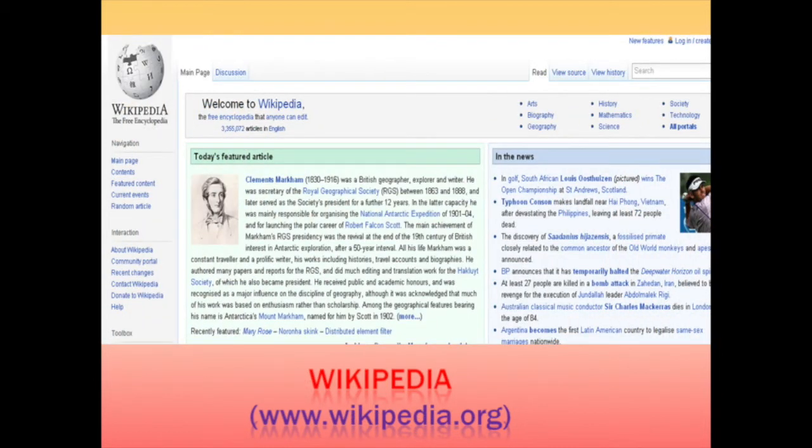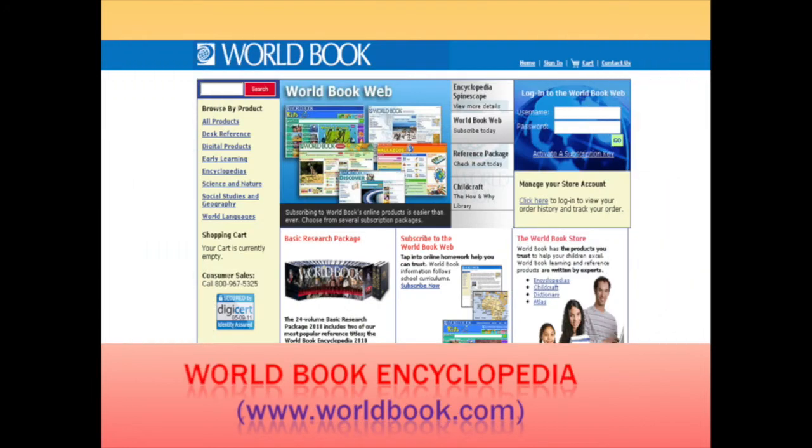Wikipedia, a continually evolving and expanding encyclopedia developed by contributors from around the world. Not always perfect, because people are continually adding and modifying, but it is a living document. World Book Encyclopedia, one of the three big encyclopedias, especially in schools.